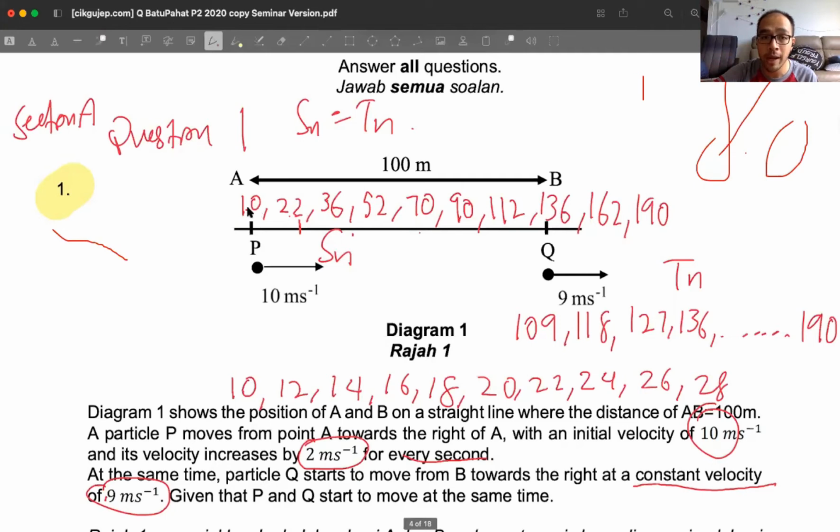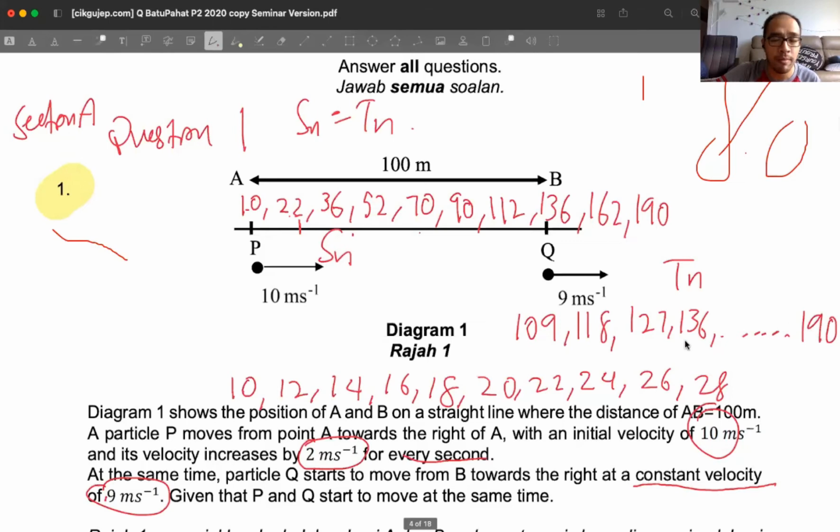Now take a look, 10, 22, 36, 52. It is not arithmetic, it is not geometric progression. It's some kind of weird progression. But because we want to know the distance, its distance will increase with every second. So you want to find the time where both the distances are the same. And we find that it happens right at t equals 10 seconds.